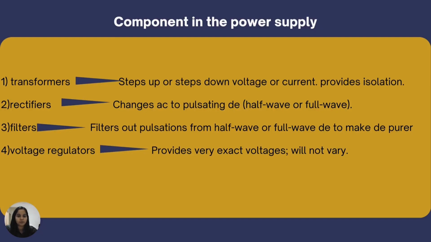Secondly, components in the power supply. As I said, transformers: the function of transformers is to step up or step down voltage or current, and provide isolation. The second one is the rectifier. The function of the rectifier is to change AC to pulsation, half wave or full wave. The third one is filters. Filters remove the pulsation from half wave or full wave to make it purer. The fourth one is the voltage regulator. It provides a very exact voltage that will not vary.